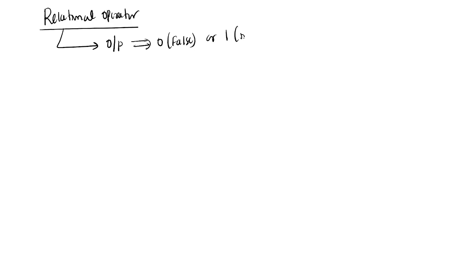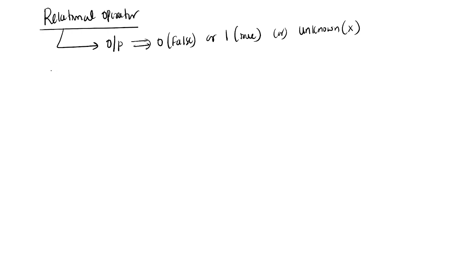Relational operator. For the relational operator, the output can be a false condition, 0, or a true condition, or it can be an unknown condition. False condition, true condition, or unknown condition.